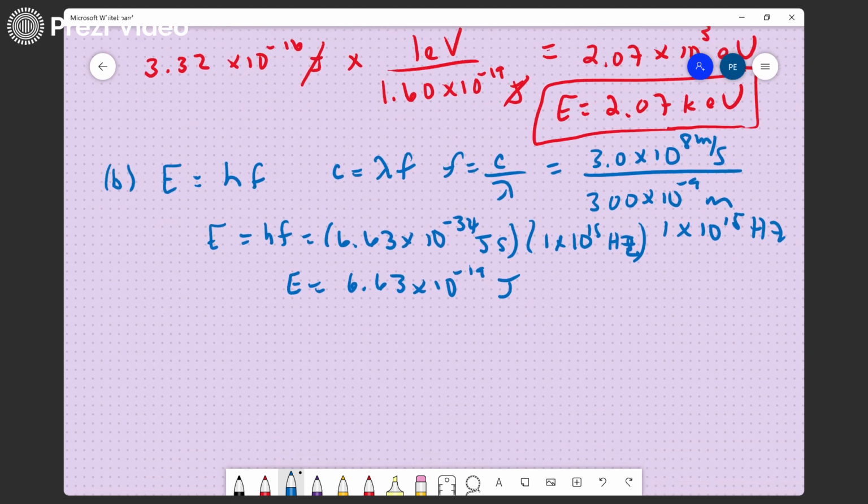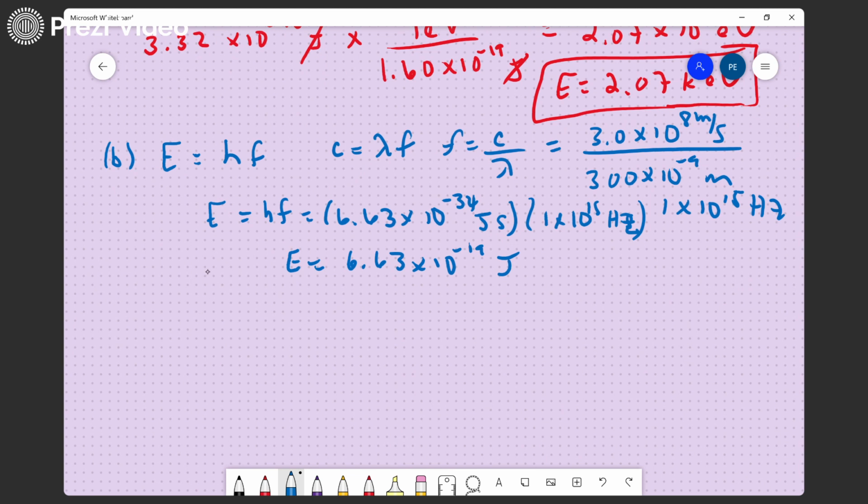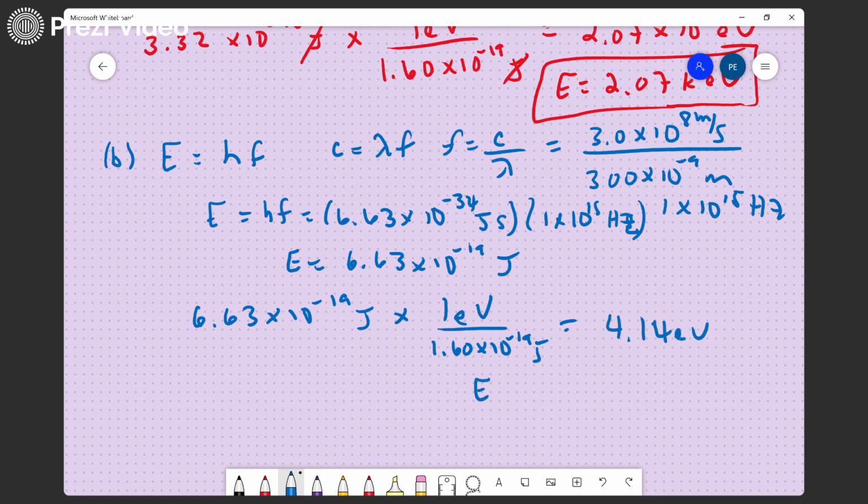Now remember, they want this in electron volts. So we got 6.63 times 10 to the negative 19 joules times 1 electron volt divided by 1.60 times 10 to the negative 19 joules. This equals 4.14 electron volts. So that energy is 4.14 eV.